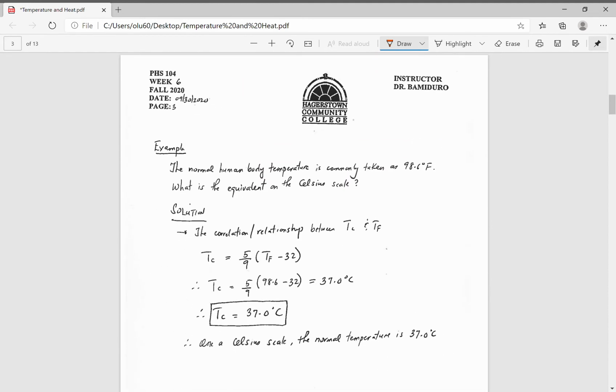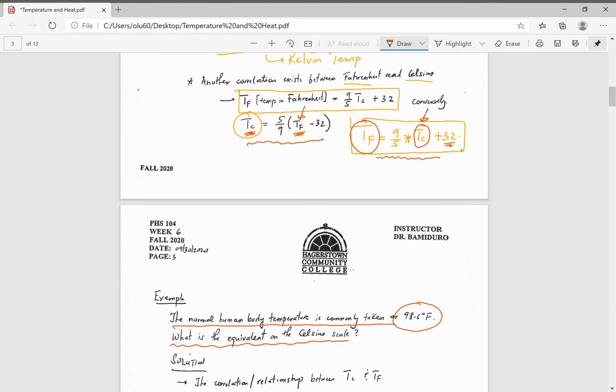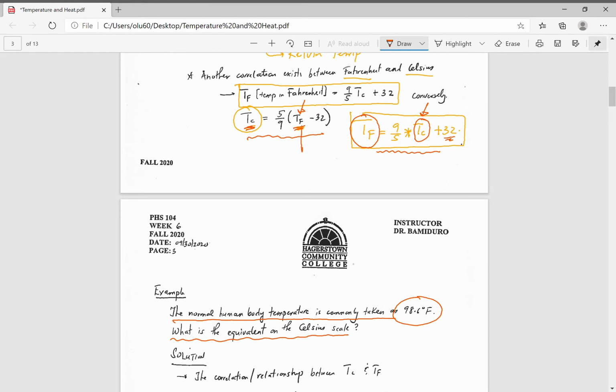So let's look at an example whereby we have the normal human body temperature, which, of course, is commonly taken to be 98.6 degrees Fahrenheit. And we want to know what that temperature is in degrees Celsius. Okay, so like I said, going back to this equation right here, we've been given degrees Fahrenheit, and we need to find out the actual temperature in degrees Celsius.